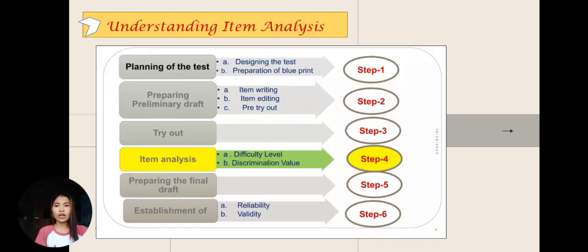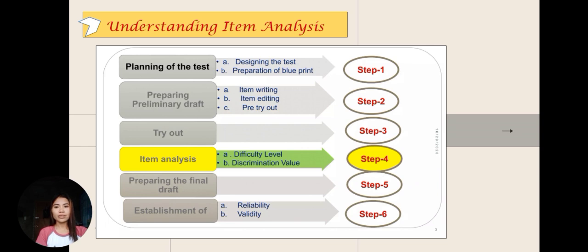test. To understand item analysis, it can be done through, first, planning of the test, which should be on designing the test and the preparation of the blueprint or the questionnaires. Then, we need to prepare the preliminary draft, which are the item writing, editing, and the pre-tryout for learners. Then, after that, the examination proper or the conduct of the item test to learners so that we can process or measure the difficulty level and discrimination value of each item we made on the questionnaires. And that is the item analysis.